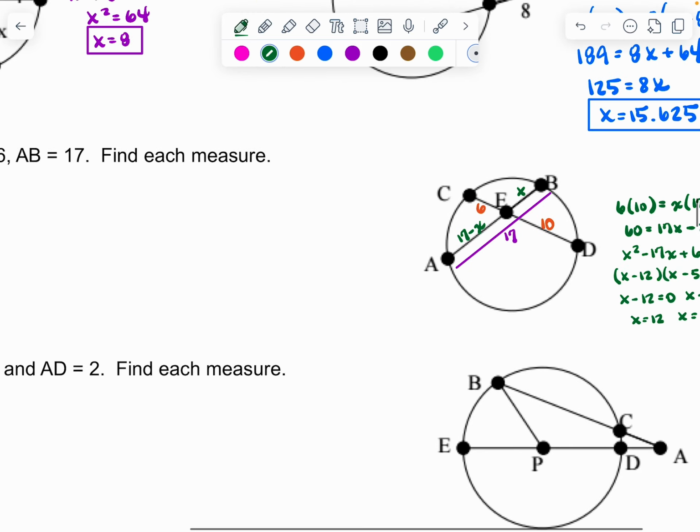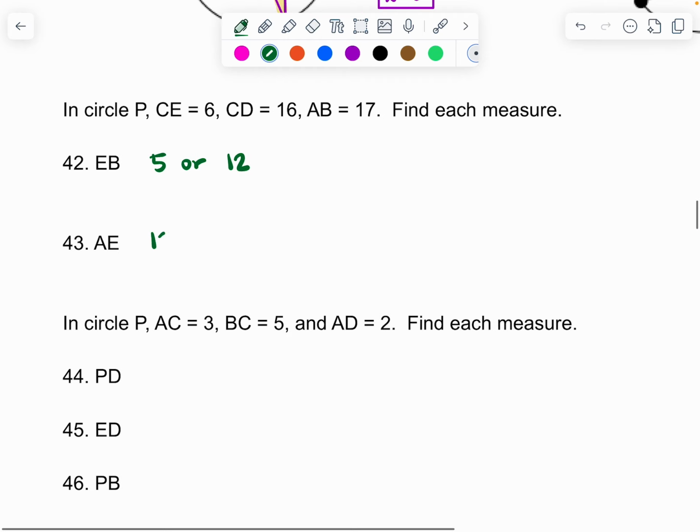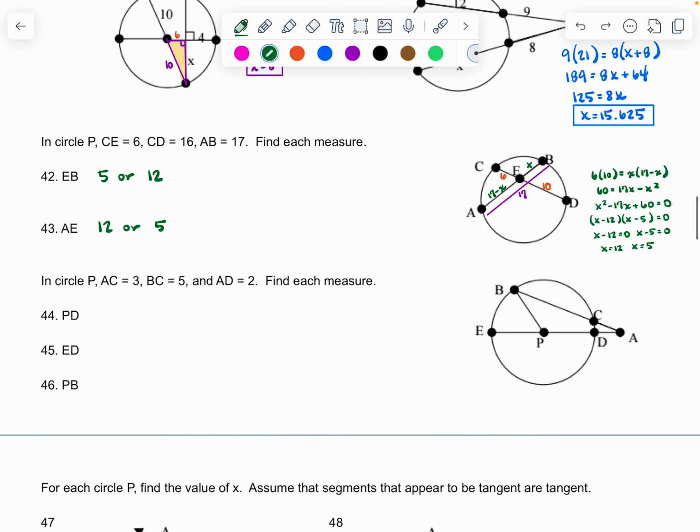And then when it asks me for the length of AE, well, it could be either 12 or 5. Now, I just switched it around because I want the corresponding ones to add up to 17. If you just wrote 5 or 12 again, I don't care. Okay, but there's two solutions. They both work. And if they both work, then you need to write both. If you just write one of them, then it's going to be half wrong.